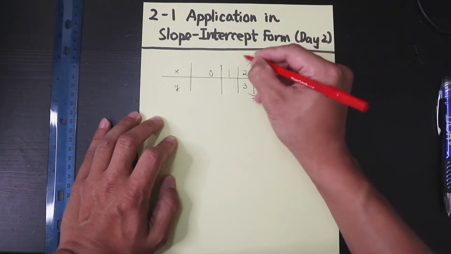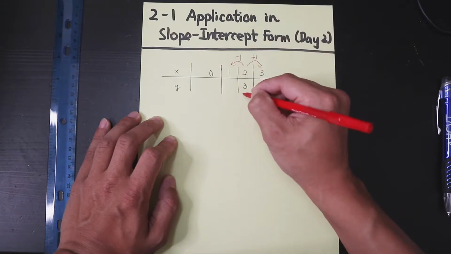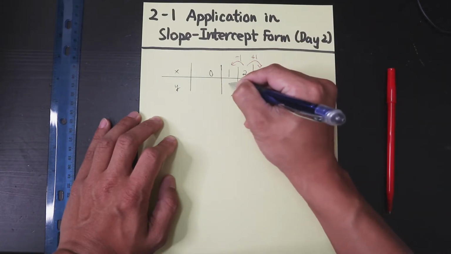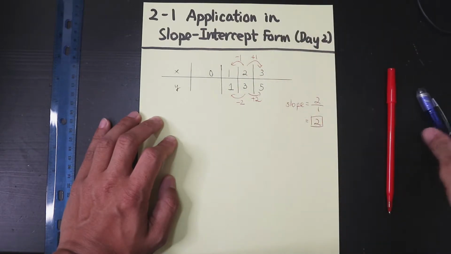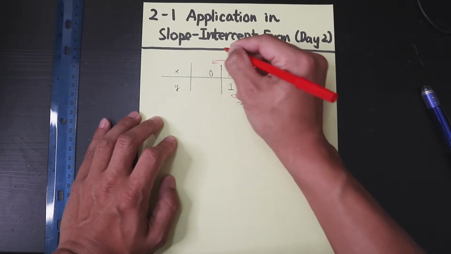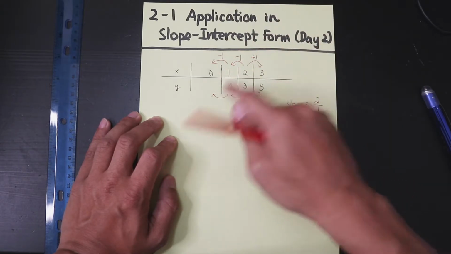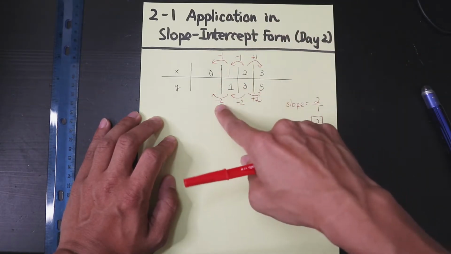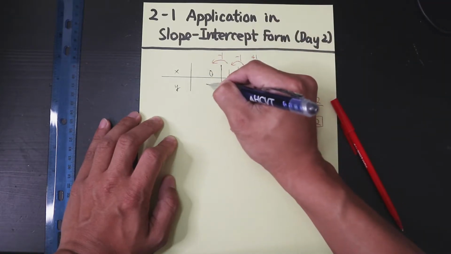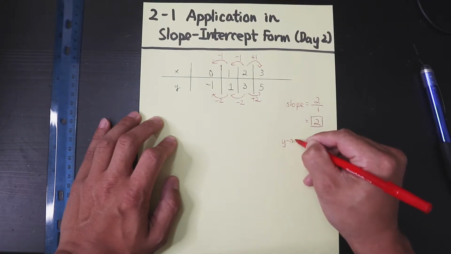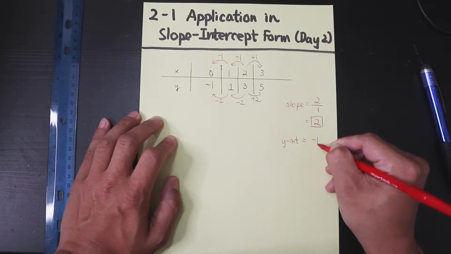So every time that x decreases by 1, the y decreases by 2. That's why we get 3 minus 2 is positive 1. And we're going to continue in this fashion. We keep subtracting 1 from x, and whenever we do that, we subtract 2 from y. So 1 minus 2 would be -1. So in this case, the y-intercept will equal -1.